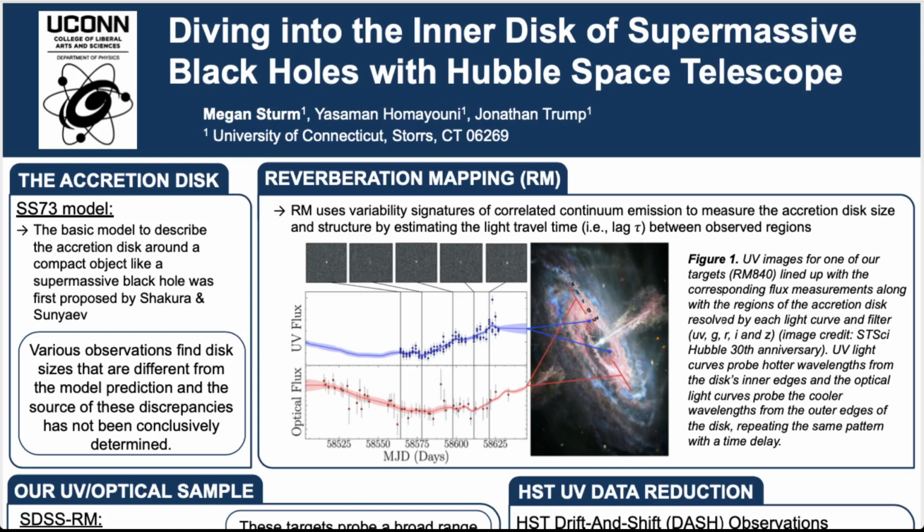So for our work, we were looking at accretion disk structure, specifically why there are discrepancies between this SS73 model's predictions and some observations. We're using reverberation mapping, which is a technique that allows us to measure disk structure based on time lags. Essentially, the inner disk will exhibit flux variations in UV wavelengths, and then the outer disk will display the same pattern of variations but in optical wavelengths, and with some time lag corresponding to the extent of the disk. This is depicted in Figure 1.